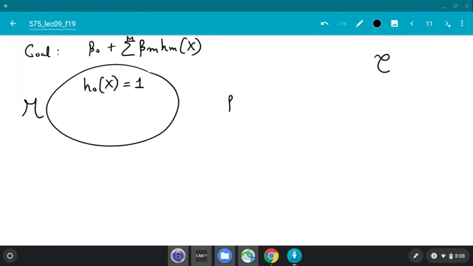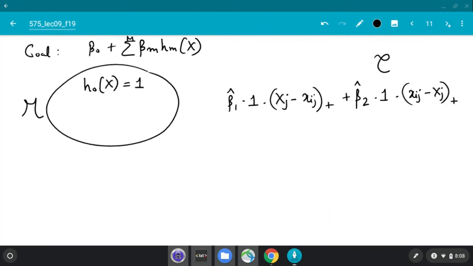So these are the types of functions I'll add: beta hat 1 times 1 times (xij minus xj) plus, and beta hat 2 times 1 times (xj minus xij) plus. So these are like our g1, g2 functions. My first choice is, from here I have np such choices, right? The different xij's, there are np of them. I have different choices here.